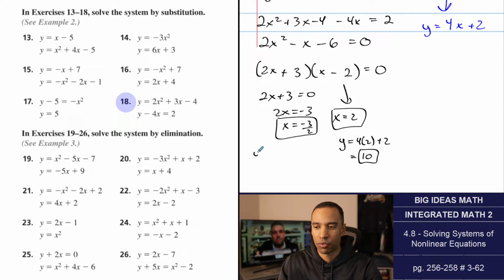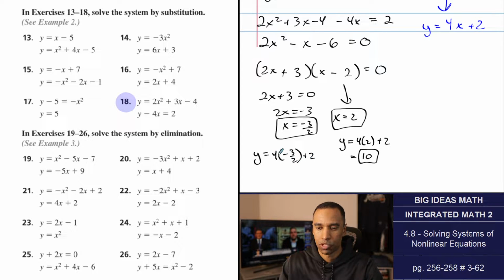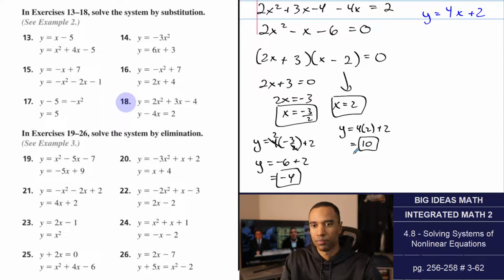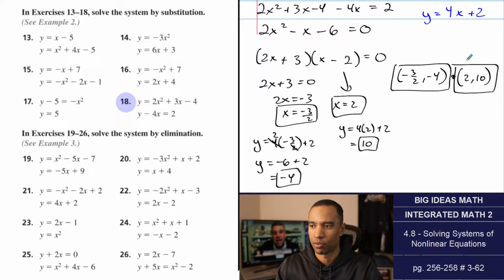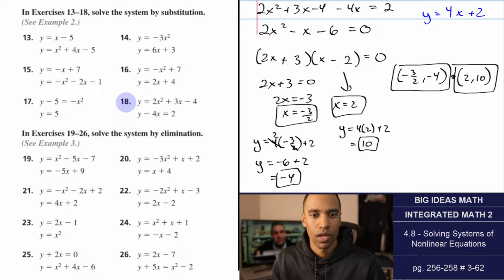If x equals negative 3 halves, y is 4 times negative 3 halves plus 2. 4 over 2 is 2, and 2 times negative 3 is negative 6. Negative 6 plus 2 is negative 4. It's not terrible. Not a fraction on that last part. So your final solution set, you got negative 3 halves comma negative 4. Not one I would have liked to graph, for that involved, I don't know what that would have hit as an x. And then 2 comma 10. I don't think I boxed them separately before, but there it is.